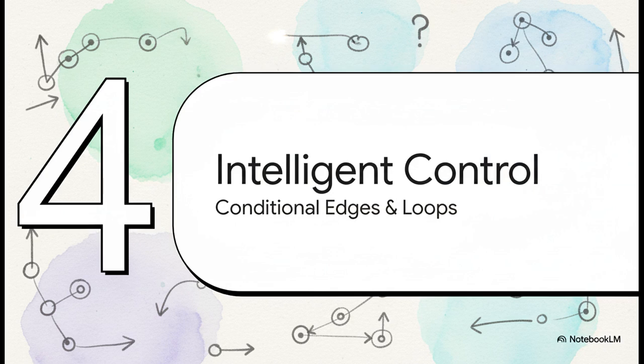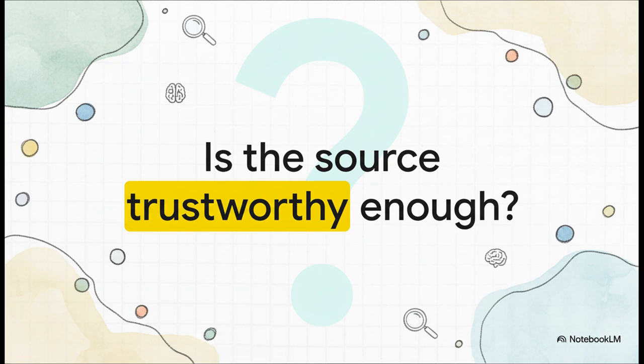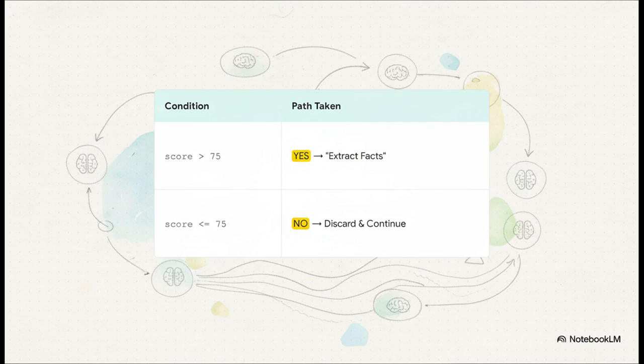Now for the really cool part. Let's see how LangGraph uses these to create intelligent control flow, allowing our agent to have genuinely adaptive behavior. So, a critical decision point for our research agent is figuring out if a source is any good, right? Is this source trustworthy? How does the graph actually handle a question like that? Well, it uses a conditional edge. It's actually pretty simple. Based on that current score we have in our shared state, the graph makes a decision.